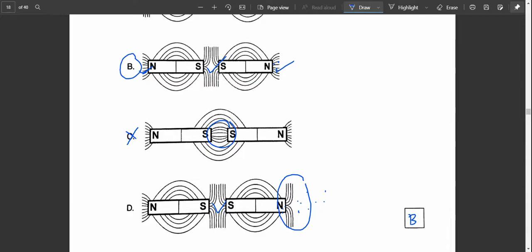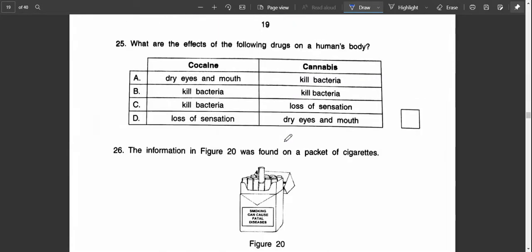Next one. Question number 25. What are the effects of the following drugs on the human body? Both of these are considered to be harmful drugs. So let's have a look at cannabis first. Cannabis, and then it says effect. Effect means the things that you can observe as well. So let's just have a look.